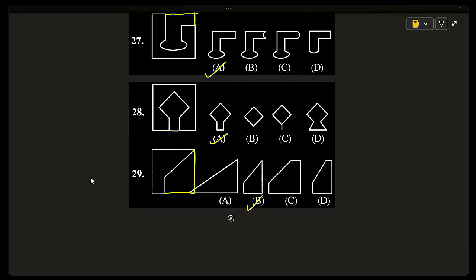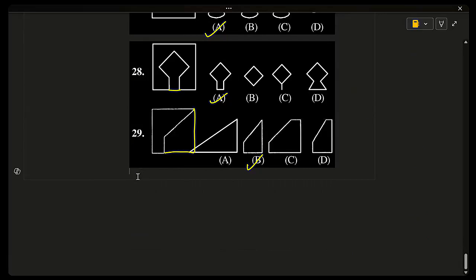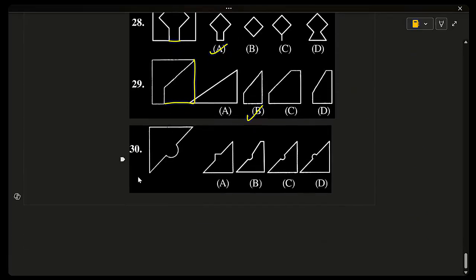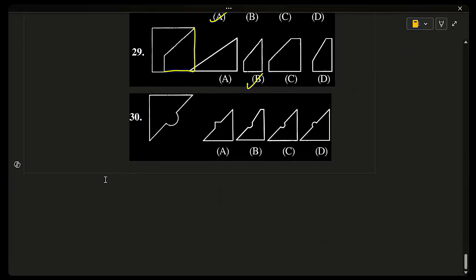And 30, the last question in this part. Yes, try to complete the square. This pattern is there in option A, wrong. B is also wrong. Why? Because B is not going to the corner, and option C is correct. So students, if you have doubts in this, you can raise your hand.